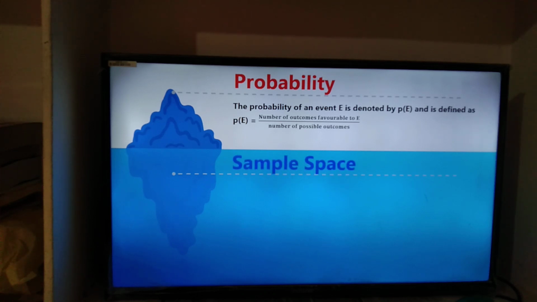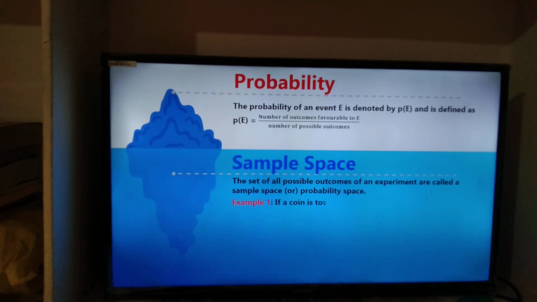Now coming to sample space, the set of all possible outcomes of an experiment is called a sample space. Also we call it probability space. For example, if a coin is tossed, either you may get head or tail. So what is the sample space? Sample space is denoted by letter S equal to head and tail.